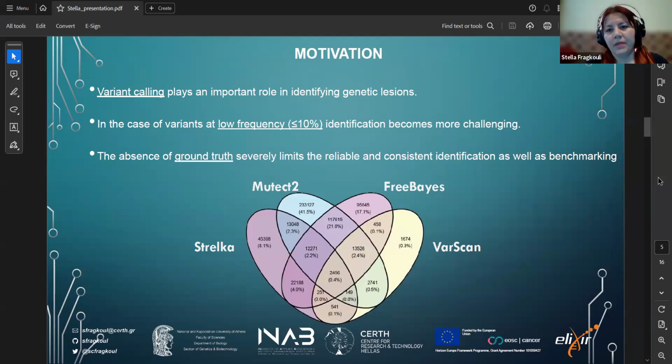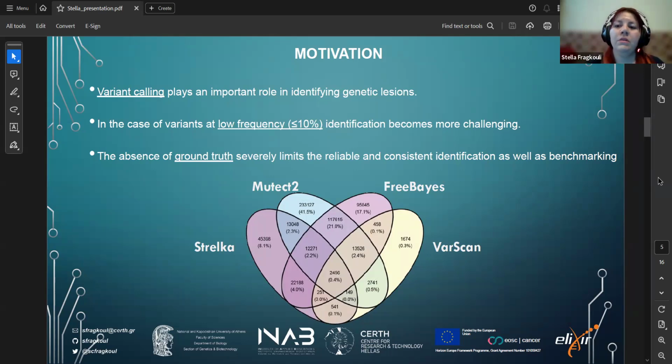As you probably are more aware than myself, variant calling plays a very important role in precision medicine pipelines, because it helps us identify genetic lesions and spot variants in the DNA. But of course, things get more tricky when we go to the low frequency domain, because we cannot discern that easily which variant caller calls what, and if it is an artifact from the sequencing process, if it is noise, or if it is due to the purity of the tumor, etc.